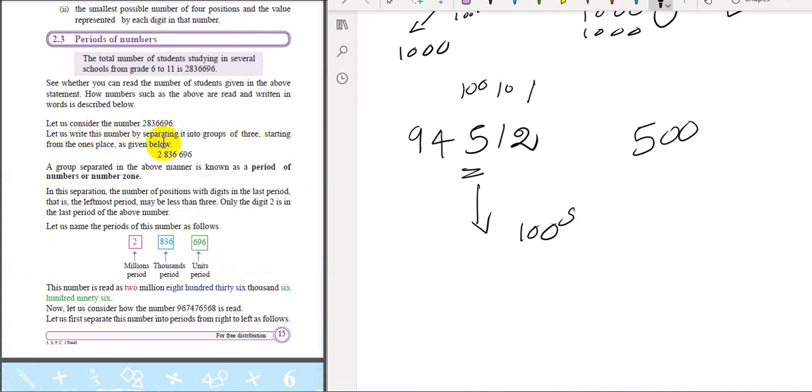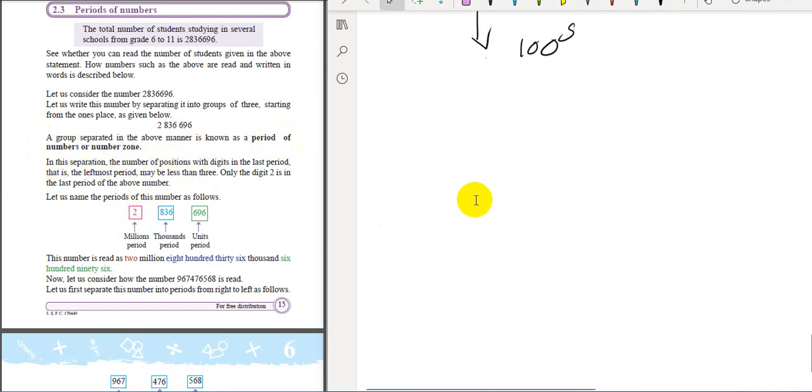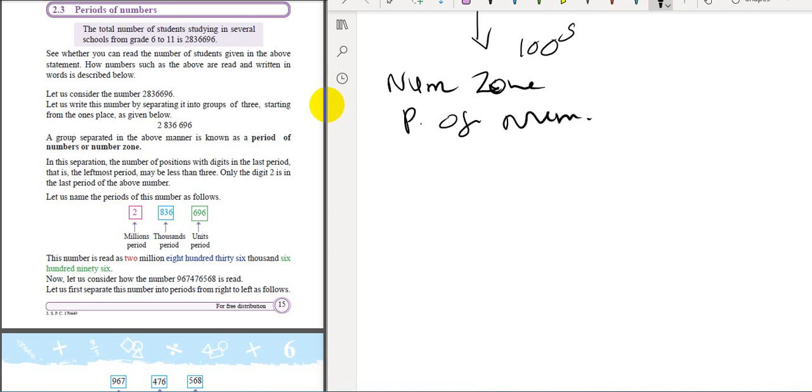Let us write the number by separating it into groups of threes, starting from the ones place as given below. A group separated in the above manner is known as a period of numbers or number zone. We can call this in two ways: one is the period of numbers, otherwise number zone. There are two names: number zone or periods of number.